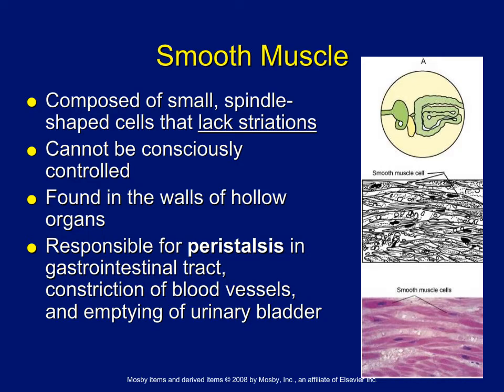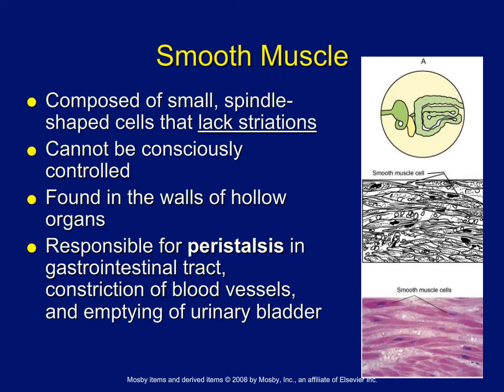The next muscle type is smooth muscle. As the name implies, we don't have any striations here, so none of the striations that we saw with skeletal muscle. Instead, the cells are very, very small and spindle-shaped, and they tend to be organized in a willy-nilly fashion. That is, we don't have parallel bundles of fibers like we saw with skeletal muscle.